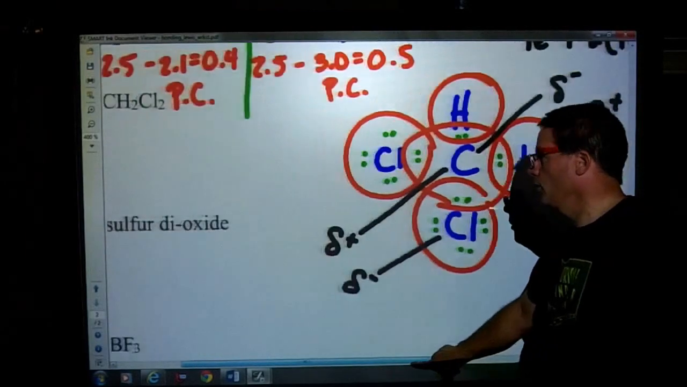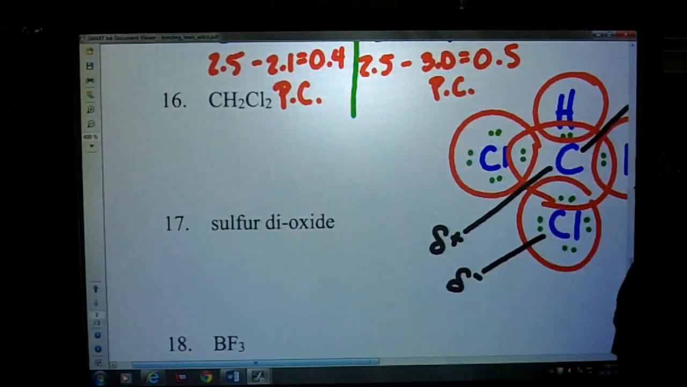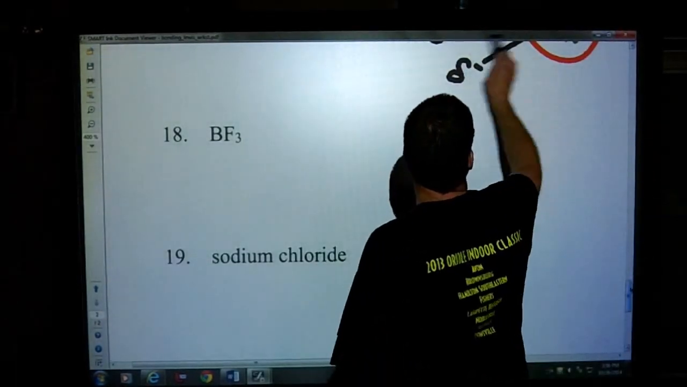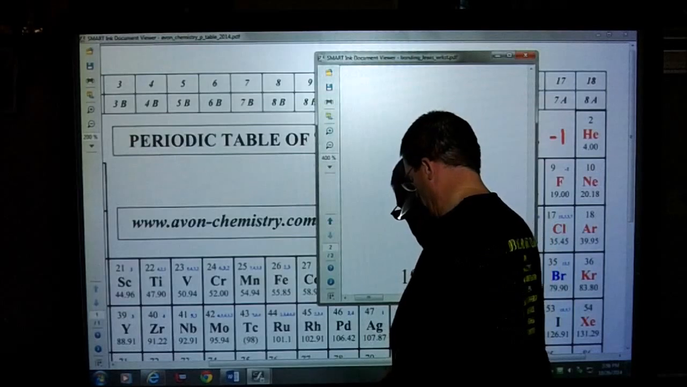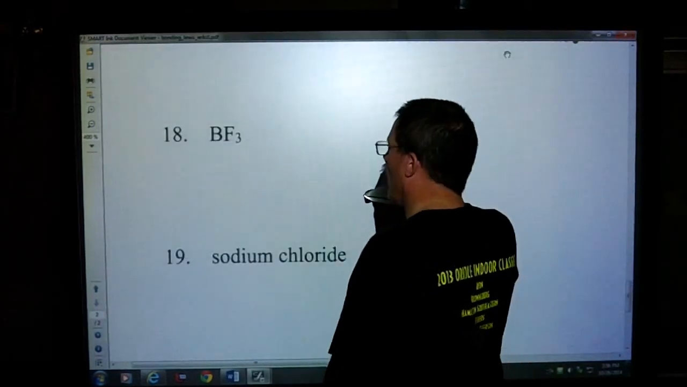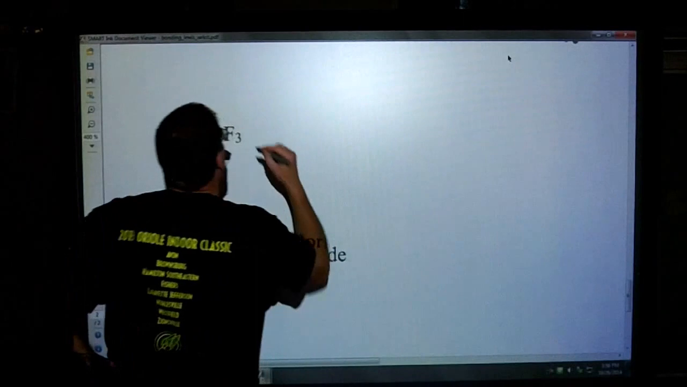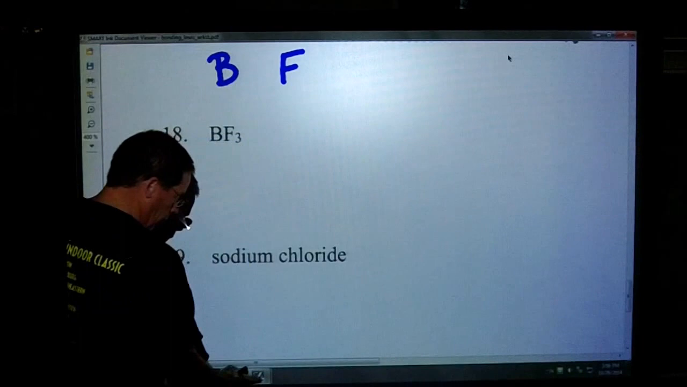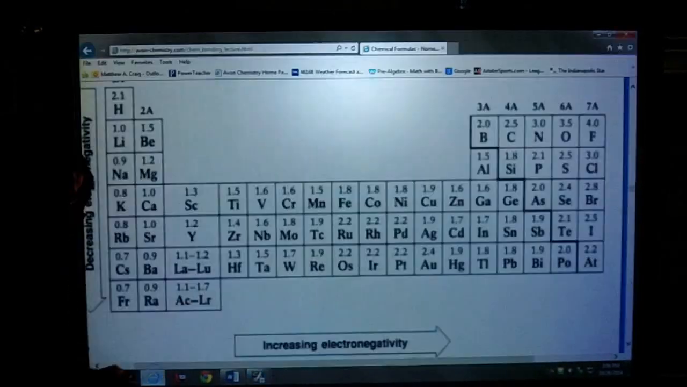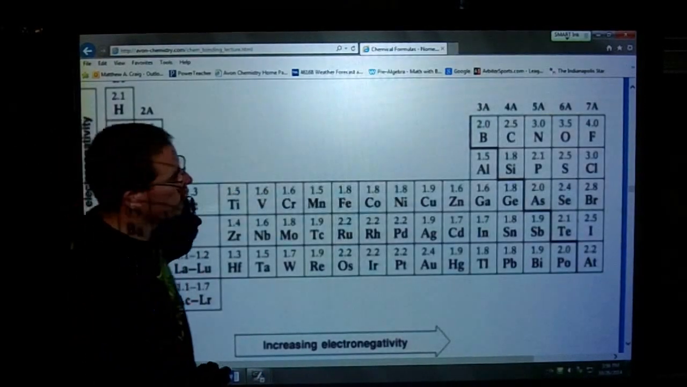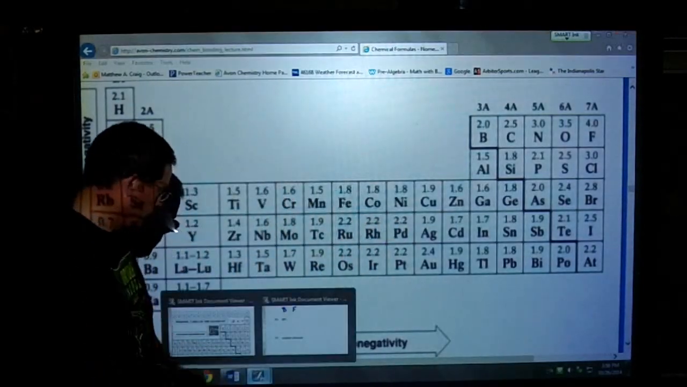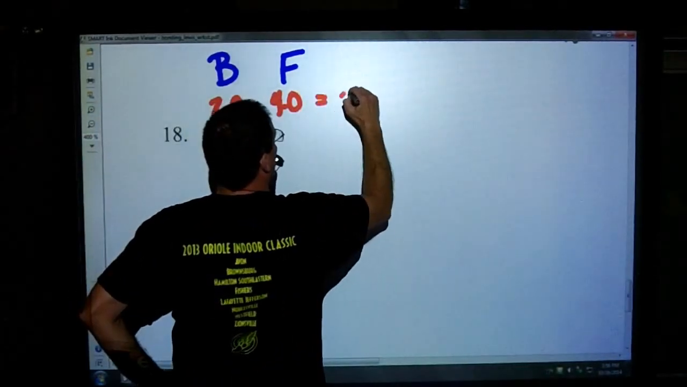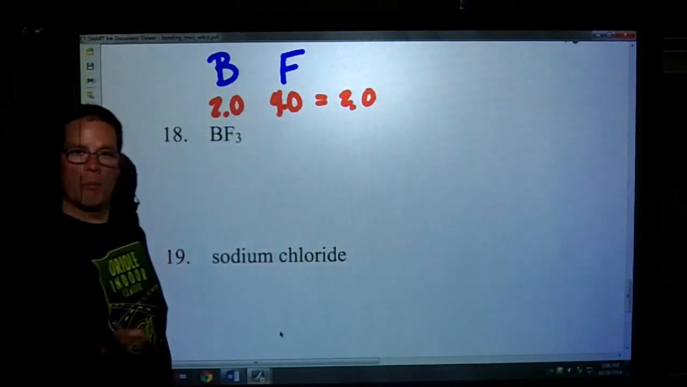All right, so let's look at the next one. Number 18, BF3, boron trifluoride. So BF3, boron and fluorine. When we look at these values, boron 2.0, fluorine 4.0. Difference of 2.0. So that means that we have an ionic bond.